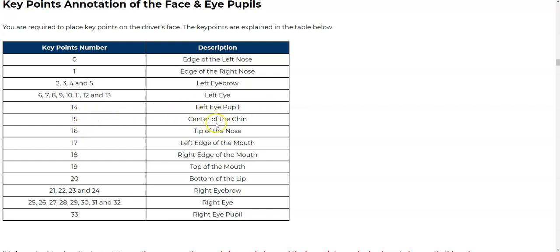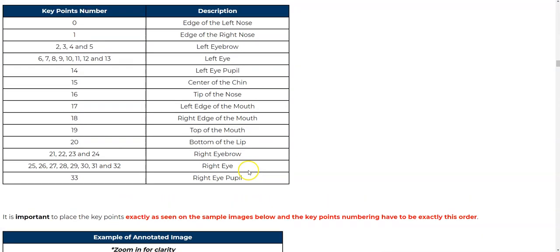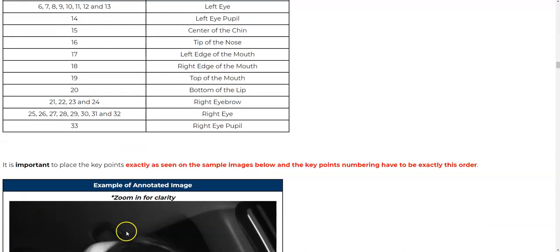Key point 15 is the center of the chin. Key point 16 is the tip of the nose. Key point 17 is the left edge of the mouth. Key point 18 is the right edge of the mouth. Key point 19 is the top of the mouth. Key point 20 is the bottom of the lip. Key points 21, 22, 23, and 24 are the right eyebrow. Key points 25 to 32 are the right eye. And key point 33 is the right eye pupil. So altogether we'll have 34 key points.